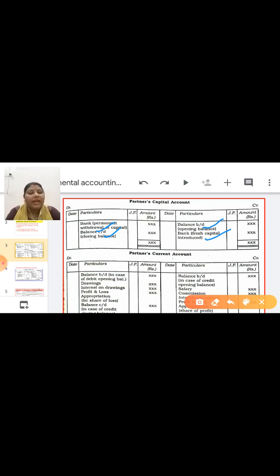Withdrawal of capital and additional capital is optional. If it is given in the question you have to write it down, otherwise opening balance is equal to the closing balance. In this, capital will not change. So in this you have to write down only these transactions, no other transaction. Now come to the second account.